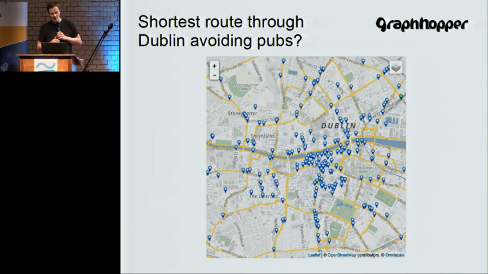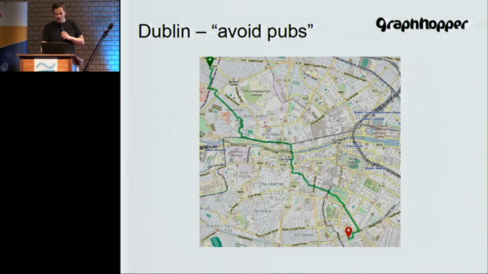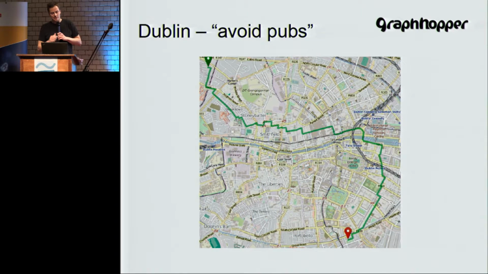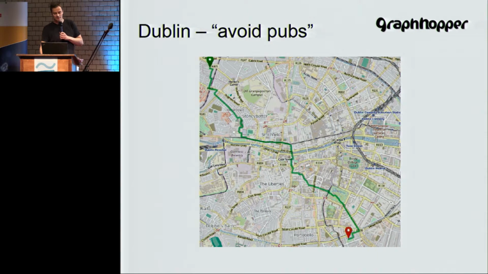And so we retrieved all pubs via Overpass Turbo from OpenStreetMap, and we configured the GraphHopper routing engine to consider this avoiding pub constraint. And as a reference, this is the fastest path from the green marker to the red one. And as you can see, it is almost impossible to cross the city center without passing by any pub. So you need quite a significant detour in comparison to the fastest route.